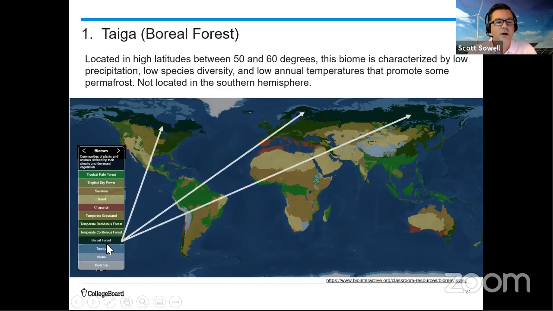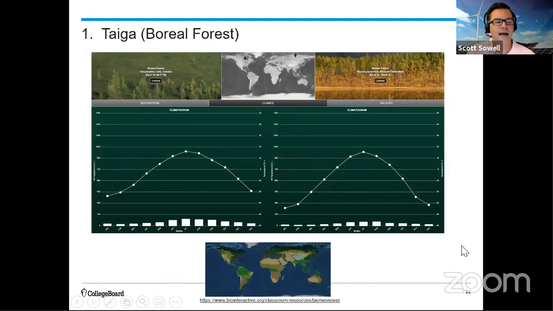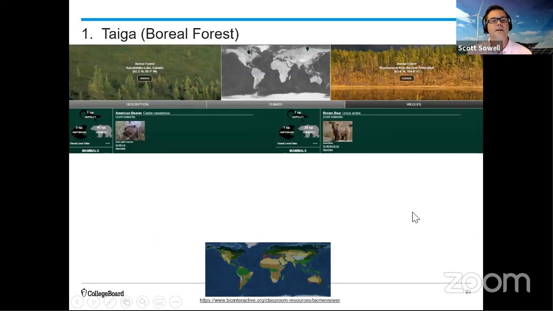So if you'll notice on the biome viewer, it's called boreal forest, not taiga, but you can see it's this dark green in North America and over here in Asia and Europe, dark green. So let's look at two of the climatographs. So this is from Canada on the left and Russia on the right. Very far away from each other, but their climatograms look pretty similar. We have a seasonal fluctuation in temperature, pretty cold though, and pretty low precipitation. In terms of species richness, it's pretty low. Like I said, the biodiversity of organisms is pretty low.